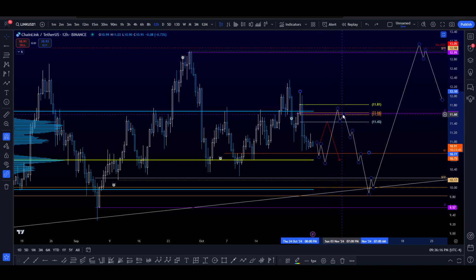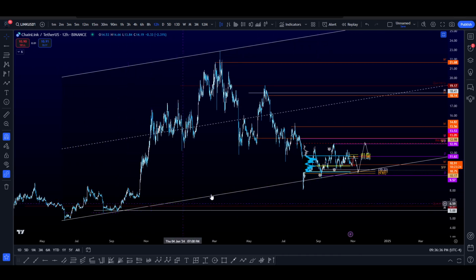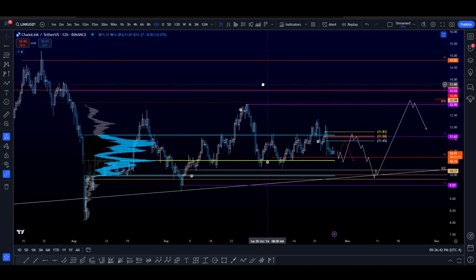If we get a rejection there, I would be expecting a full value rotation to the downside, touching the value area low, golden pocket, sweeping the lows, all the lows basically since this impulse. Also, there's a channel here, right? So there's an ascending channel. If I zoom out enough, you can see multiple touch points. This ascending channel would be a nice confluence area as well for price to react into.